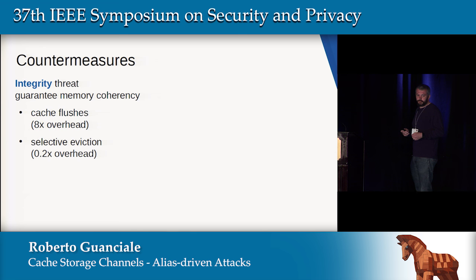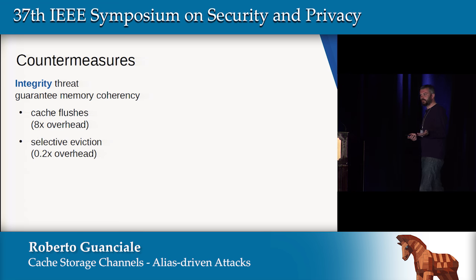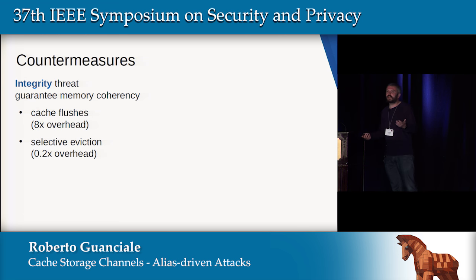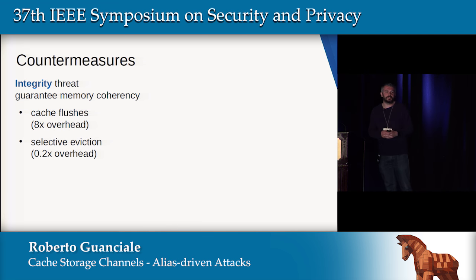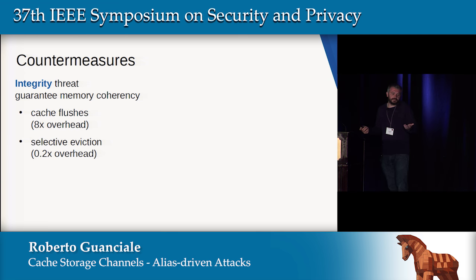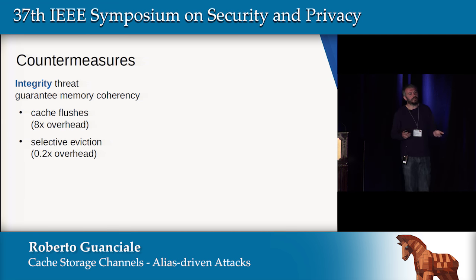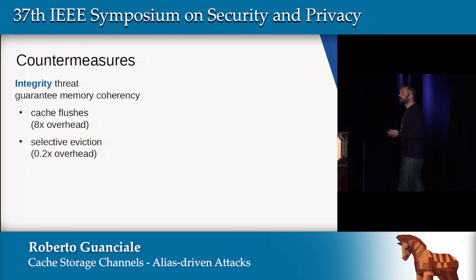So some countermeasures. For the integrity threat, you want to guarantee memory coherency. That means that it should never happen in the system that you have something in the cache that is different with respect to what you have in the memory and the cache is not dirty. You have several strategies here. Either you flush the cache whenever you enter the critical software, I mean the critical section. We experimented with this in the hypervisor, and it clearly has a huge overhead, like 800% in the case of the hypervisor. Or you can do something better. You just evict the cache lines that you know can affect the behavior of your software. This is clearly more efficient, but adds some verification constraints to your system. You need to check that you are actually evicting the right lines.